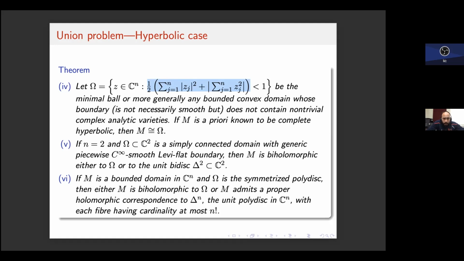So finally, the final case is when we assume that omega is a symmetrized polydisk. We also need to work with domains in Cn rather than a general complex manifold. So we take omega to be a bounded domain in Cn. Then in this case, we find that M is biholomorphic either to omega or there is a proper holomorphic correspondence from M to the unit polydisk. Okay, so this is the result in the hyperbolic case. We also have the result in the non-hyperbolic case, but first let me give you a sketch of the proof of this result.